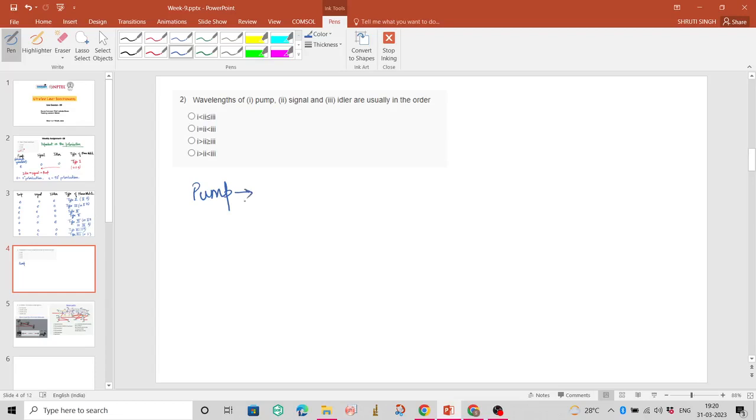So we have pump. Pump gets generated, so it has the largest energy. It is like sum frequency generation. We combine two photons to get a photon of higher energy, and the pump is that photon. The pump gets generated, which has the largest energy, and the other two photons, the signal and the idler, we combine signal plus idler to give the pump.